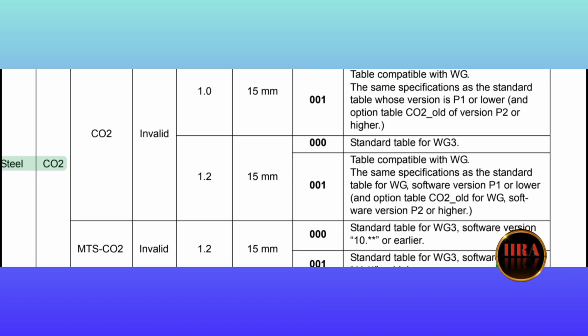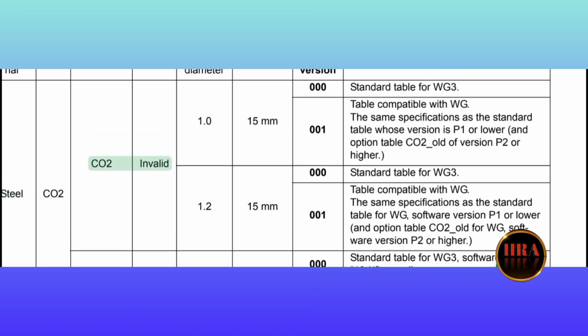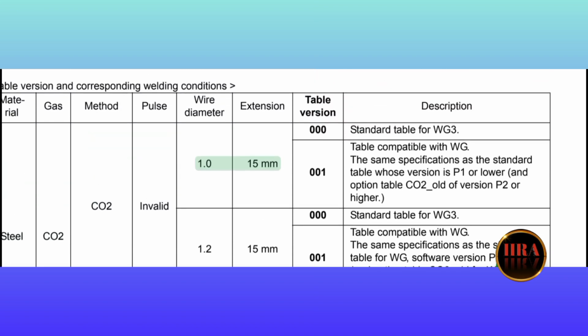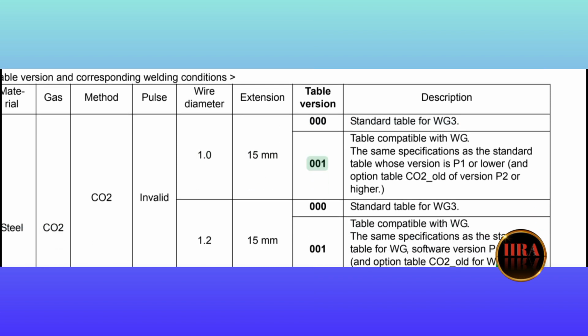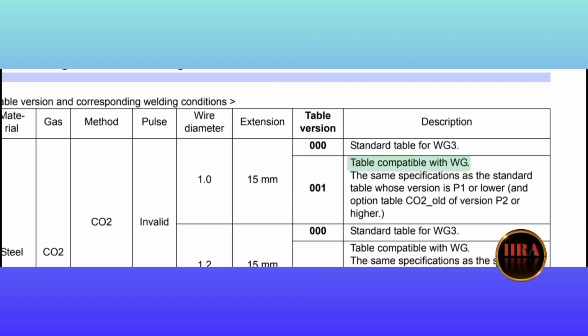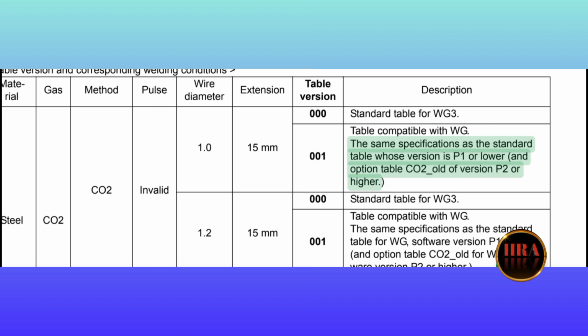Steel, CO2, CO2, invalid, 1.0, 1.2 mm. 000: standard table for WG3. 001: table compatible with WG. The same specifications as the standard table whose version is P1 or lower, and option table CO2_old of version P2 or higher.